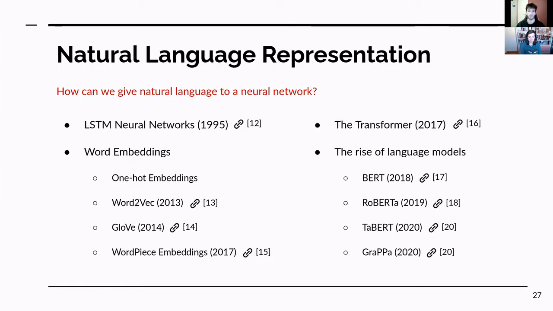Recently, with the introduction of the transformer neural architecture, we have seen the rise of language models such as BERT, which is very frequently used in Text-to-SQL systems, but even more advanced and better optimized variations such as RoBERTa, or even specific language models for tasks that process tabular data and structured data such as TaBERT and GraPPa, which are very useful for the Text-to-SQL problem.